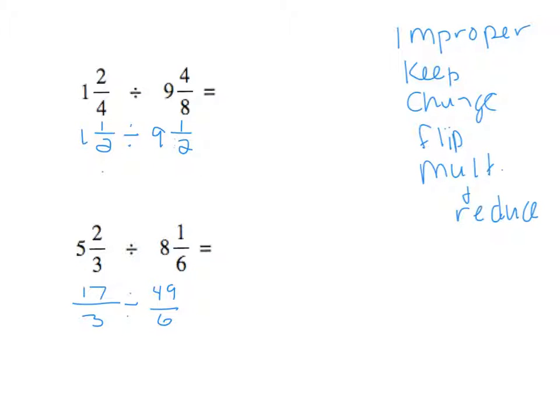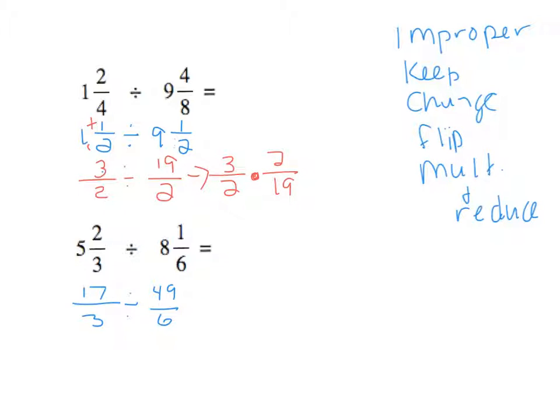Okay, so now we're going to do that, changing to improper. So 2 times 1 is 2 plus 1 is 3. So 1 and 1/2 is the same thing as 3/2, divided by 2 times 9 is 18 plus 1 is 19/2. And then I'm going to keep, change, flip.